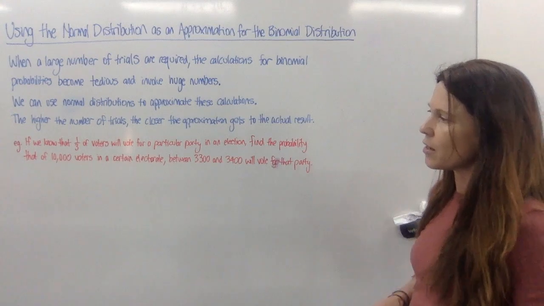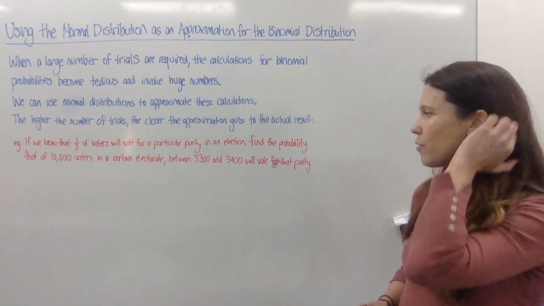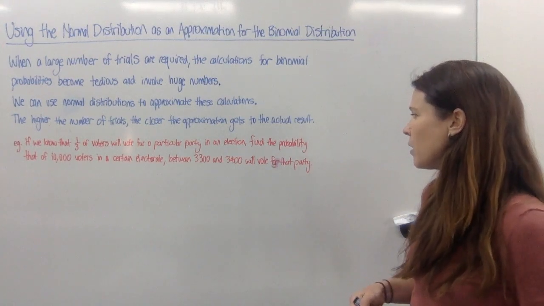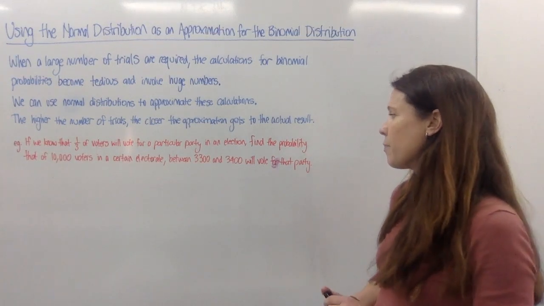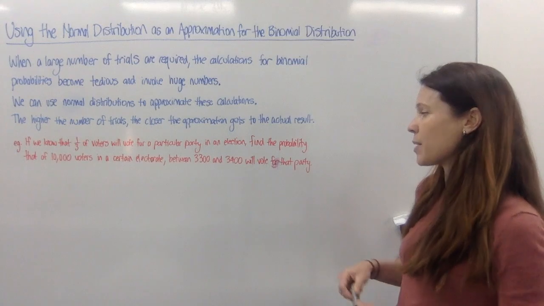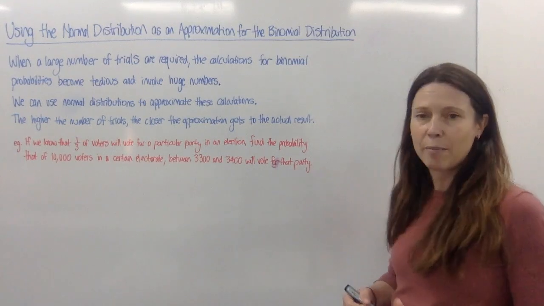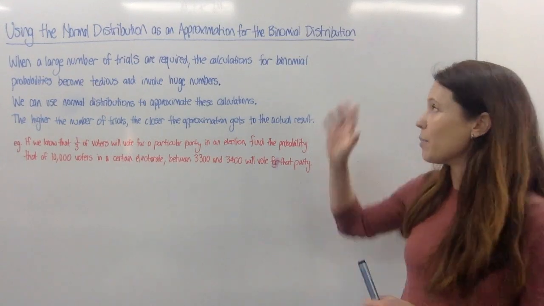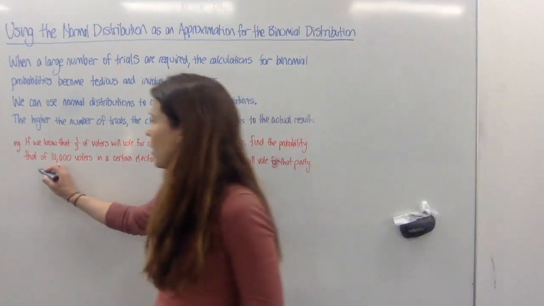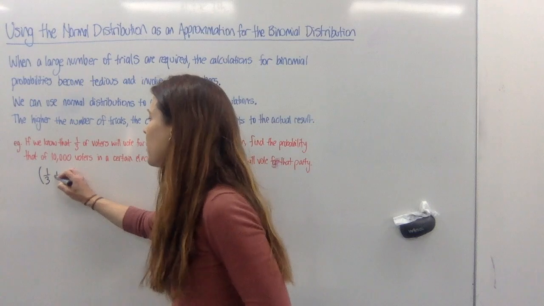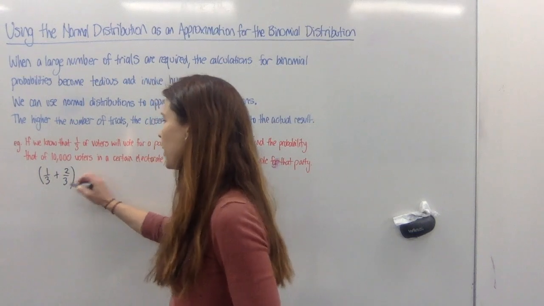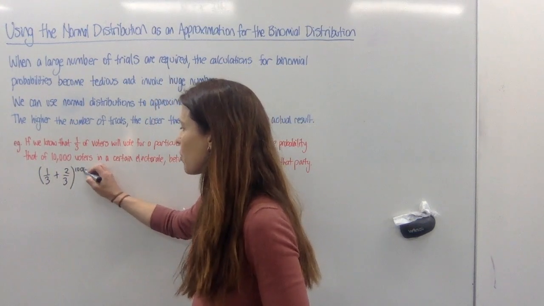Now, our example says, if we know that 1/3 of voters will vote for a particular party in an election, find the probability that of 10,000 voters in a certain electorate, between 3,300 and 3,400 will vote for that party. Now, if we were doing this the binomial way, we'd need to say, all right, we've got this distribution where 1/3 of the people are going to vote one way. That means that 2/3 are going to vote the other way. And we're polling 10,000 people.